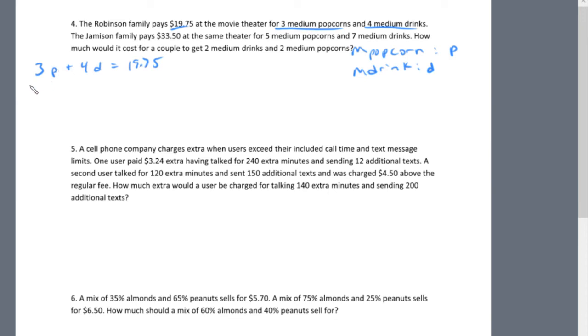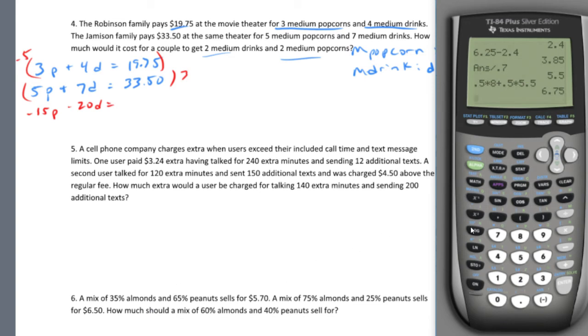The family pays $33.50 for 5 popcorn and 7 drinks. How much would it cost for 2 drinks and 2 popcorns? All right, so solve this system. Multiply this by -5 and this by 3. I'm in book it mode.